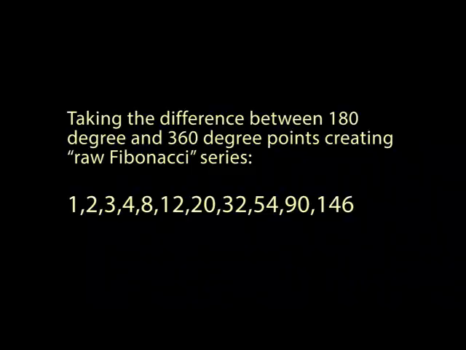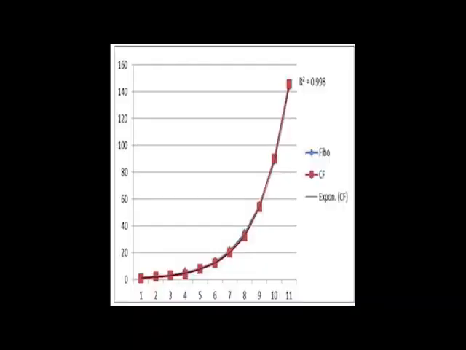For example, 1, 2, 3, 4. Oops, it should be a 5. Should be a 5, yeah. 8, we're good. 12. Oops. 20. Oops. So this is the raw Fibonacci sequence. But if you plot this sequence against the actual Fibonacci sequence, it is R squared correlated 99.8%, meaning it is basically the same thing. What I have a feeling is, we're not quite getting exactly the perfect sequence. Right.